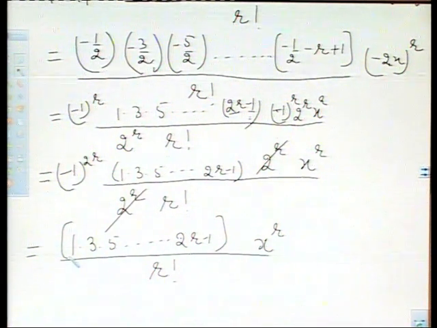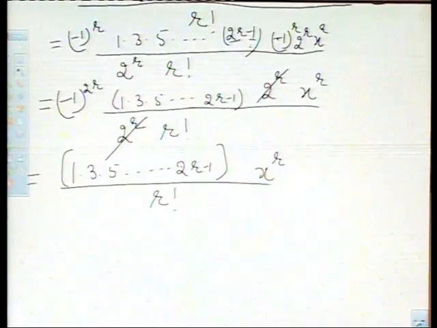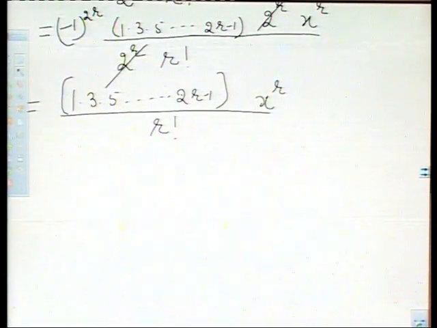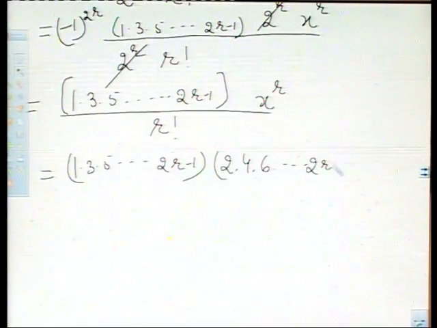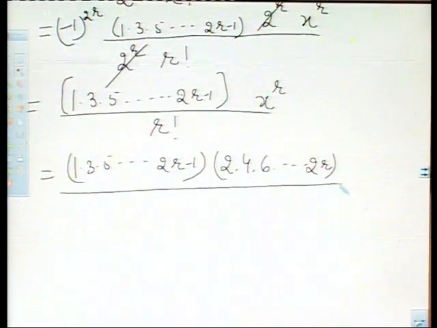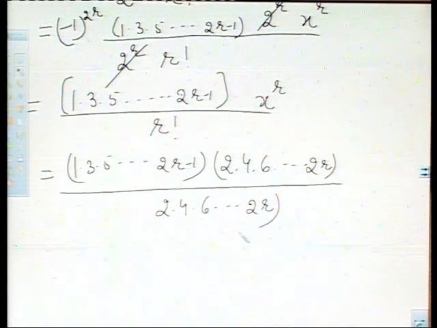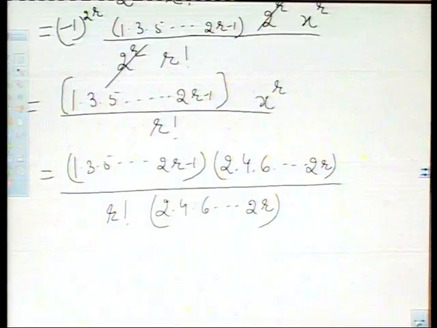Now here we will multiply by this term 2, 4, 6, ..., 2r and divide by these terms 2, 4, 6, ..., 2r, because when we multiply with a number then we have to divide by that number, times x raised to power r.